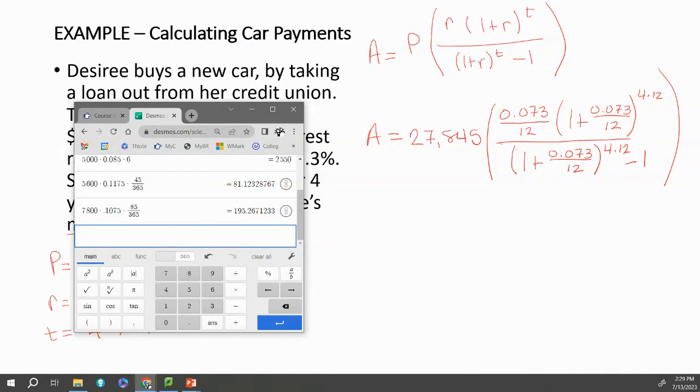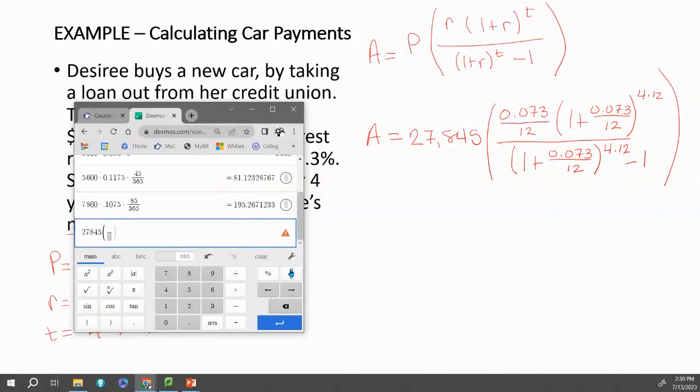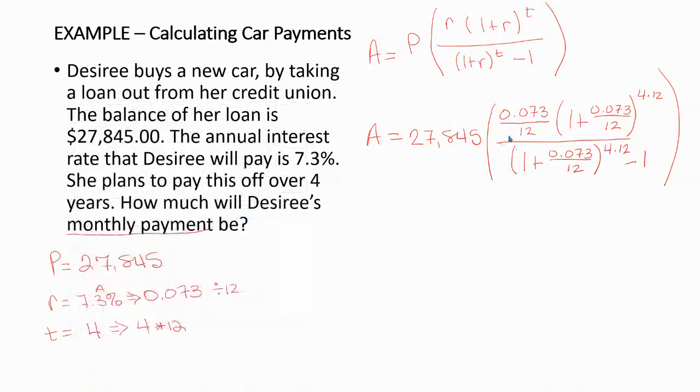All right, so we have a few things going on. The first one is our principal, 27,845. I'm going to open a parenthesis here, and then I'm going to get a fraction. All right, so at this point, I'm on the top in the numerator. So my cursor is up here. Oh, excuse me. I did not mean for that to disappear.